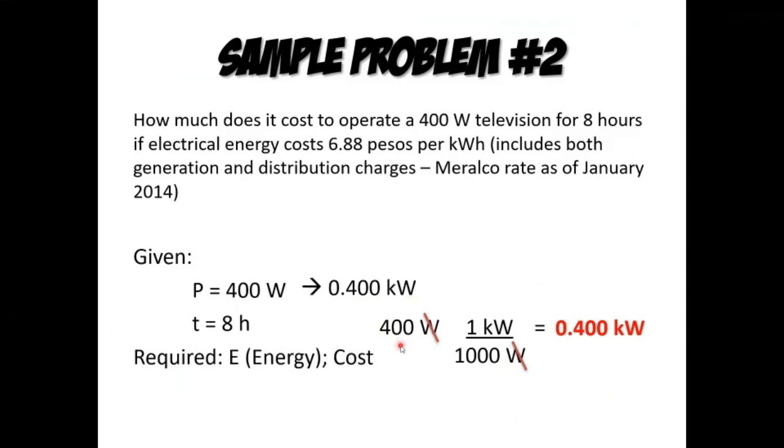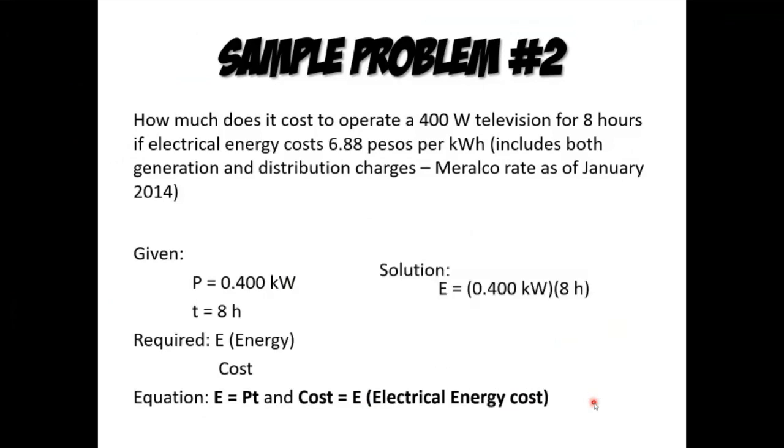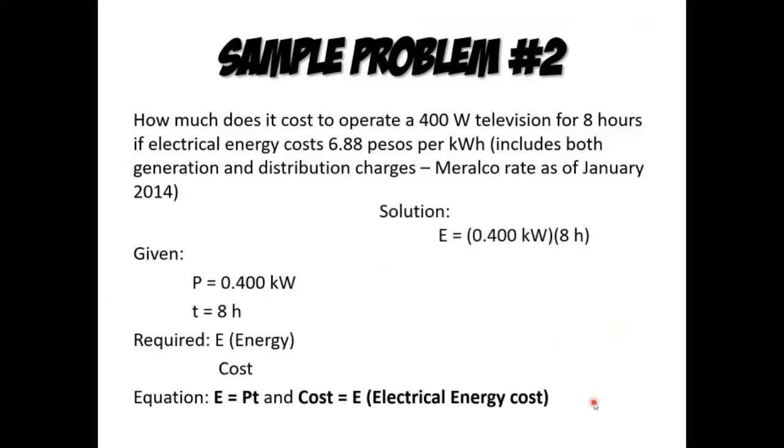Then the required is the energy, and we need to find the cost, because that is the question: how much does it cost? The equation is E equals PT, and the cost equals the energy used multiplied by the electrical energy cost. First, E equals PT: 0.400 kilowatts multiplied by 8 is equal to 3.2 kilowatt hours. Now we have the value of E.